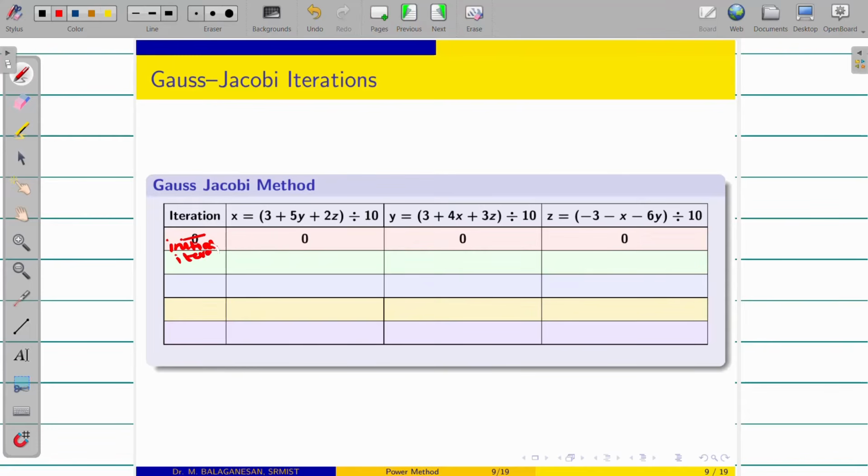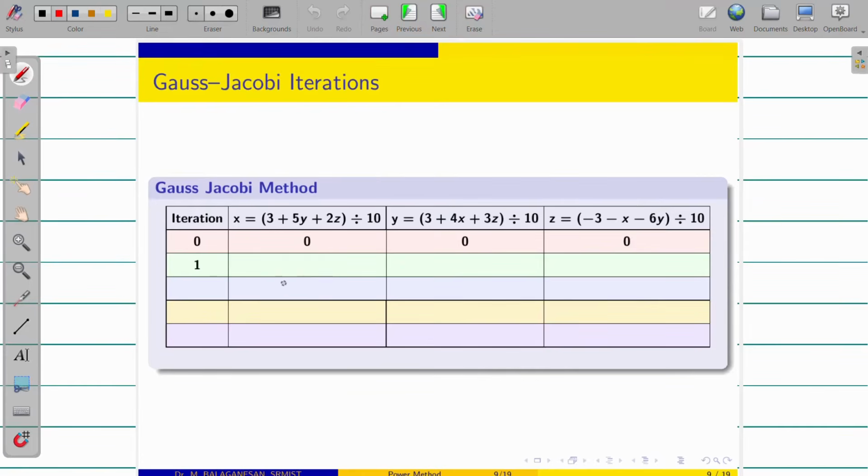Initial iteration, you can write it like that also. If you're confused about why we are writing 0, 0 means 0 iteration, the initial iteration. Okay, don't confuse it. Right. Now, the first iteration I have to find.